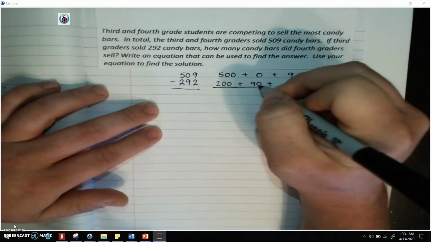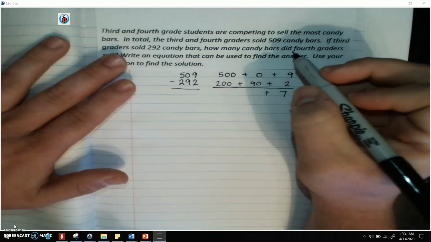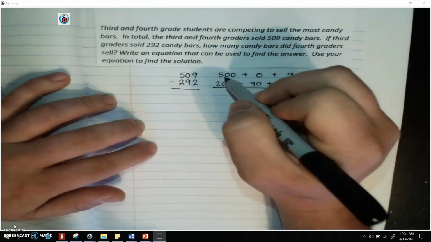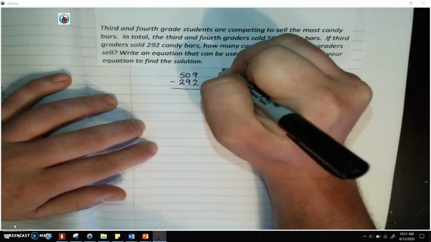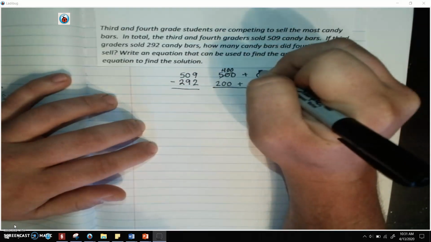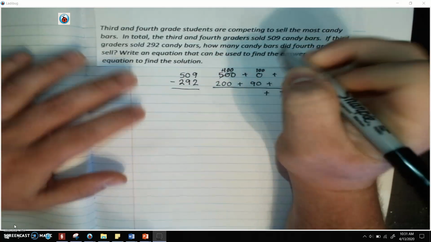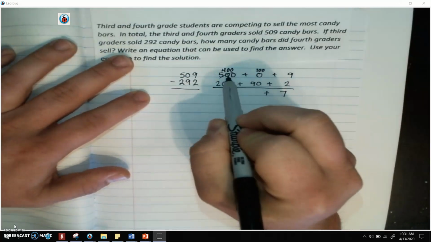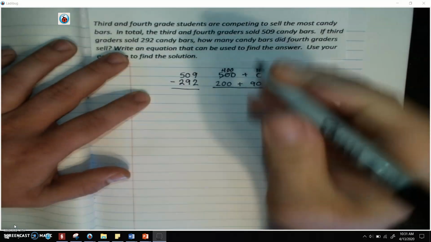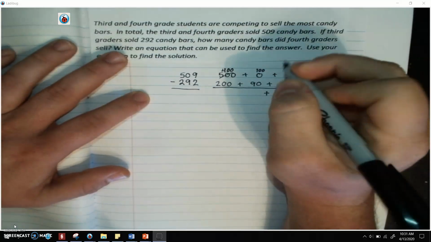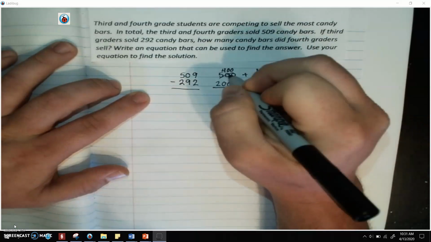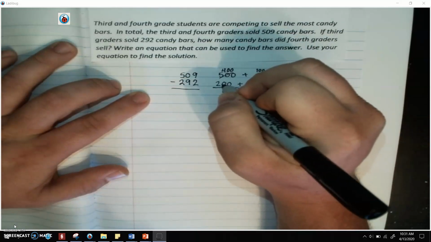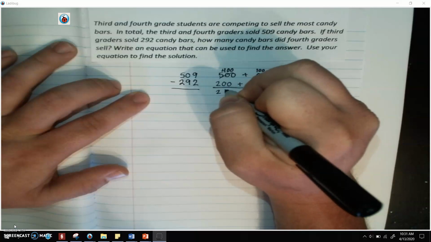Now I have 0 tens and I want to take away 9 tens. I can't do that. What I'm going to do is I'm going to borrow from the hundreds place. So I'm going to cross this out. I'm going to take away 100 from that. I'm going to put 100 right here. 400 plus 100 still gives me that 500. 100 minus 90 would give me 10. Now I have 400 minus 200, and that would give me 200.